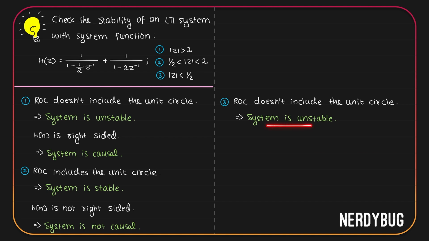So we can conclude the system is unstable. Again, since the ROC is not the exterior of a circle outside the outermost pole, we can say h of n is not right-sided and therefore the system is not causal.